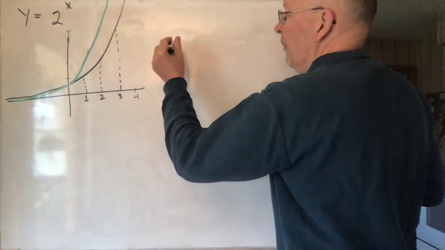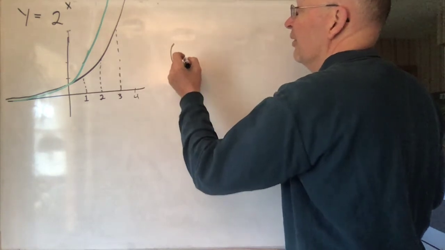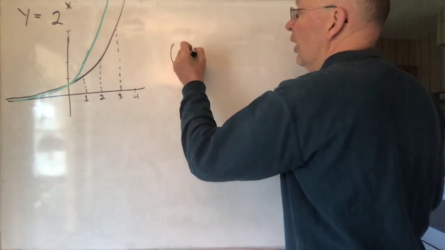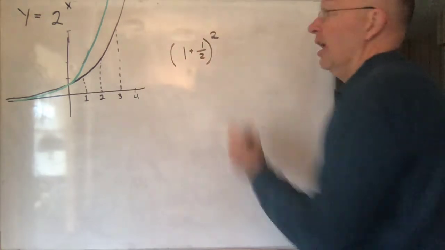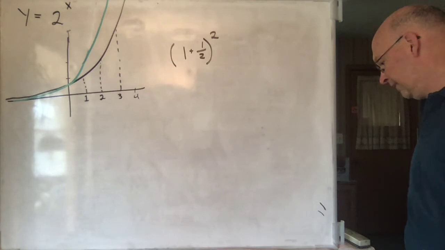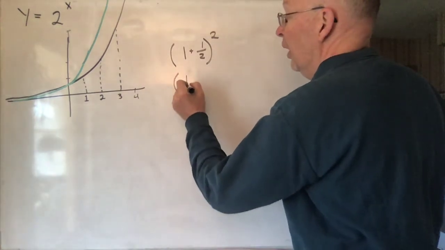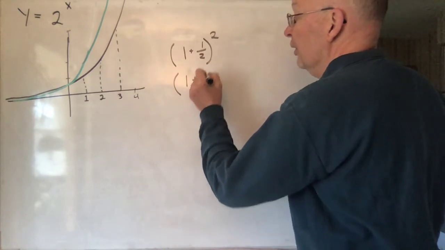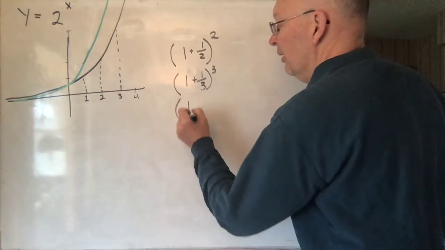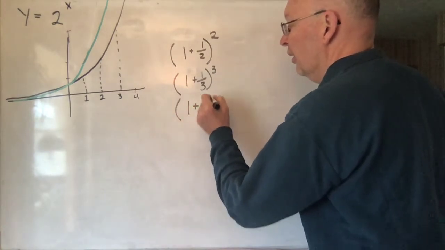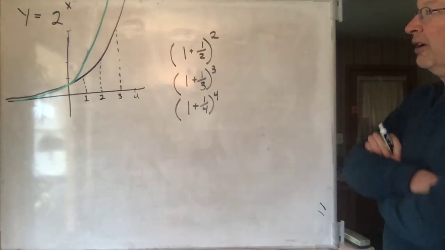I remember when I first got my calculator, way back when, I started playing with this question. If I took 1 and added 1/2 to it, and then squared it, how did that compare with taking 1 and adding 1/3 to it, and then cubing it? Or taking 1 plus 1/4 to the 4th power. Which of those numbers is bigger?